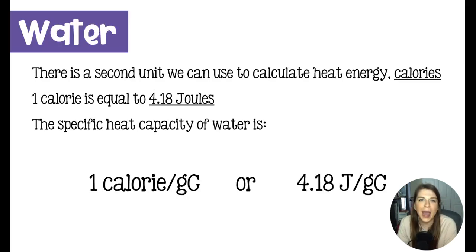Occasionally, you can use calories to measure the specific heat of water. The specific heat of water in calories is 1 calorie per gram Celsius, meaning it's 1 calorie of energy to heat 1 gram of water 1 degree Celsius. We often in chemistry use joules. We have 4.18 joules of energy are needed to raise the temperature of 1 gram of water 1 degree Celsius.